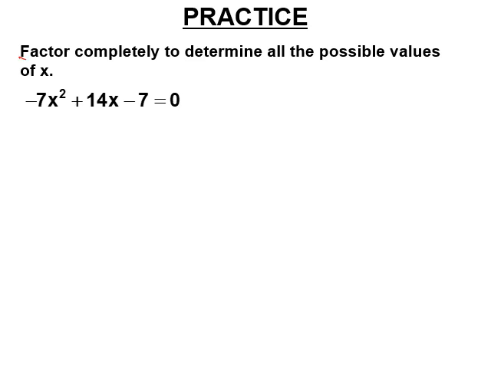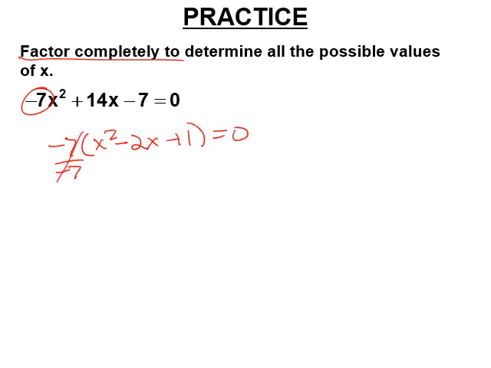So it says factor completely. I got a negative coefficient. Let's take out a negative 7. x squared minus 2x plus 1 equals 0. What's great is you can divide both sides by negative 7 and that just goes away. So the factors here are x minus 1 and x minus 1.